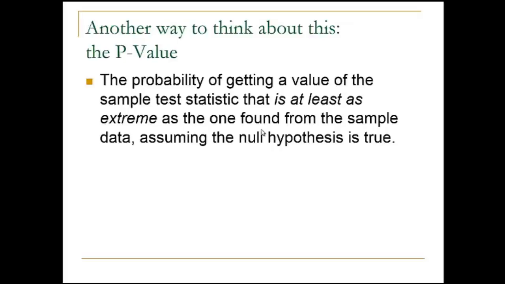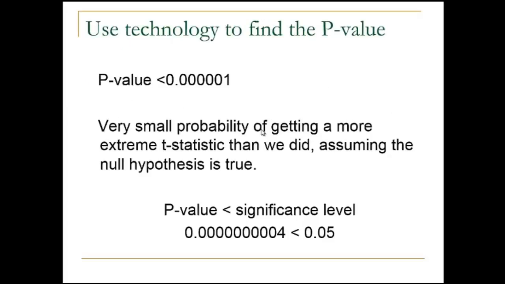So the probability of getting a value of a sample test statistic, in this case x bar, or if you want to say y bar, it's the sample mean. The probability of getting that sample mean that's at least as extreme as the one found in the sample, assuming the null is true, this is the p-value.